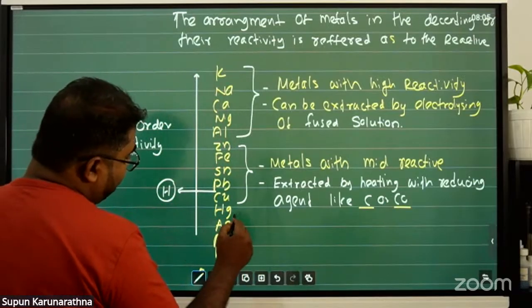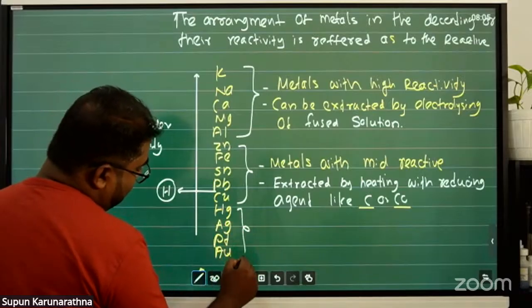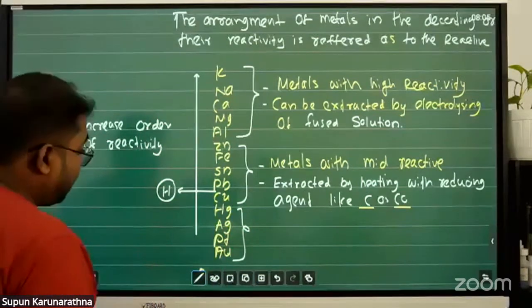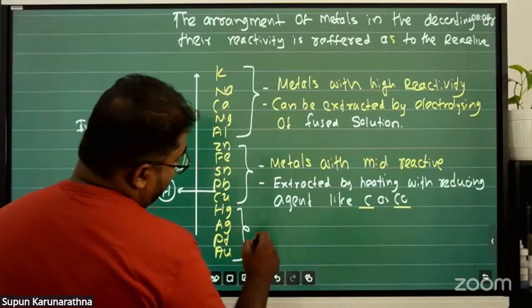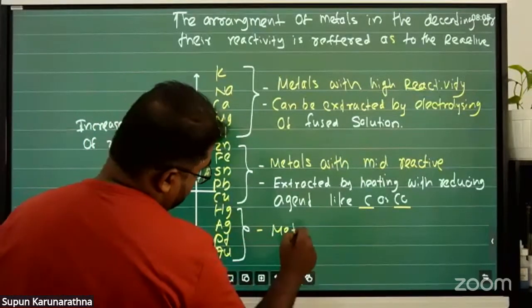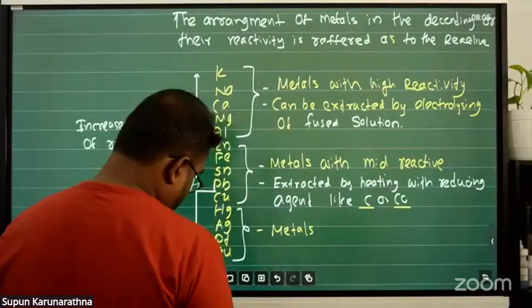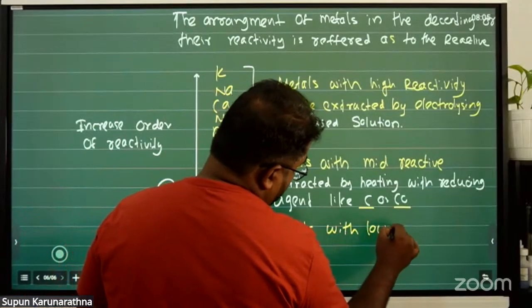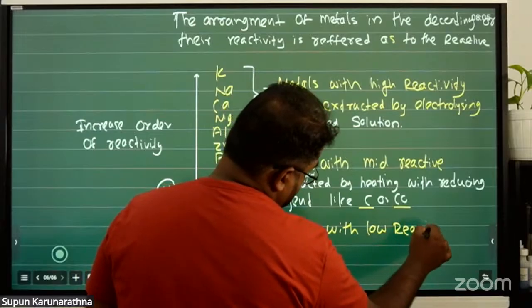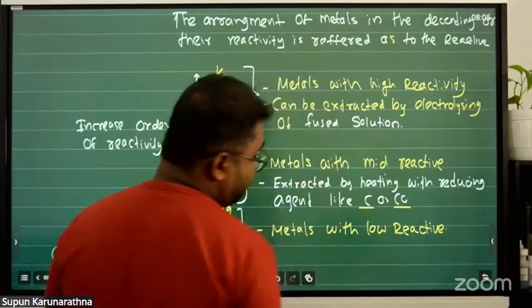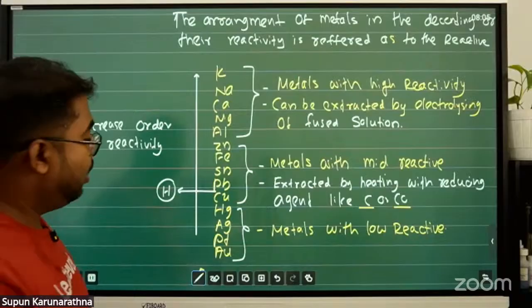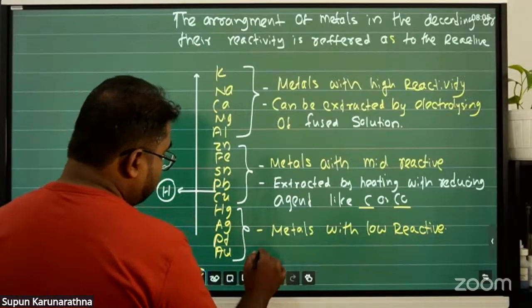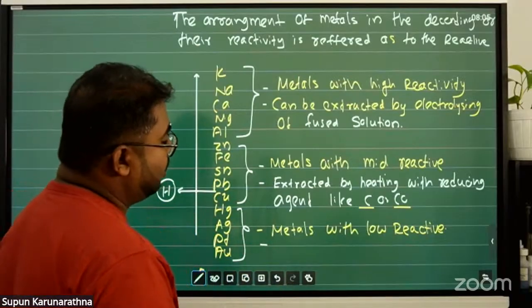Then another set of metals, mercury to gold. Mercury to gold we call metals with low reactivity. Did you understand? Metals with low reactivity. So how do we extract these?